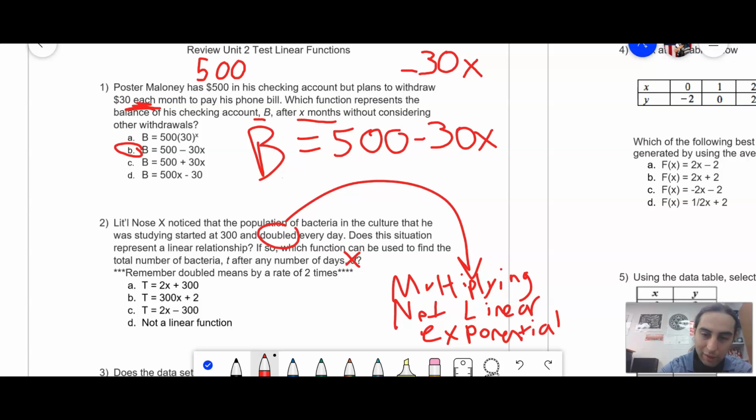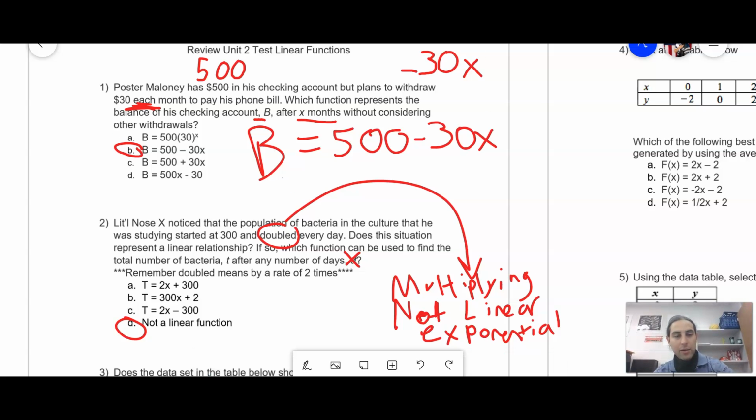And I'm sorry, this looks super ugly because I have to write on my laptop. So A, B, and C, none of those will work, because it's not adding or subtracting each month or each day, sorry. It is actually multiplying by 2 each day. So this is what we would say, not a linear function. If you are multiplying by a number each day, that is not linear, that's exponential.